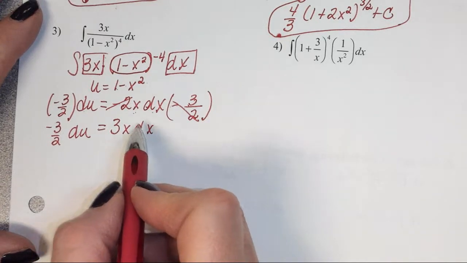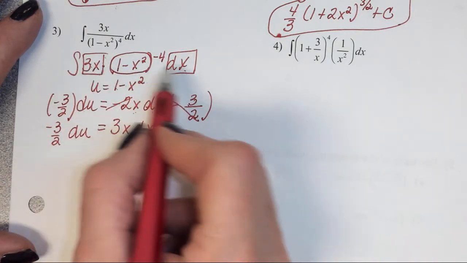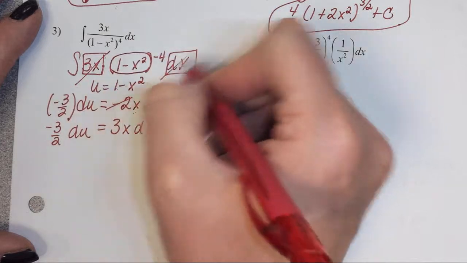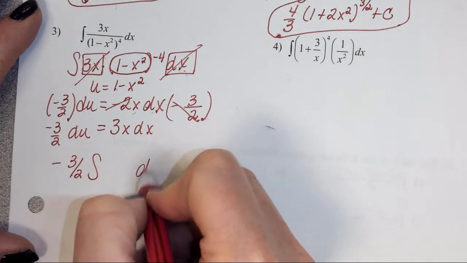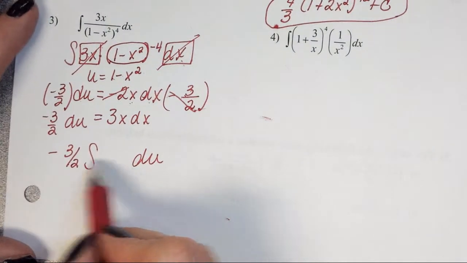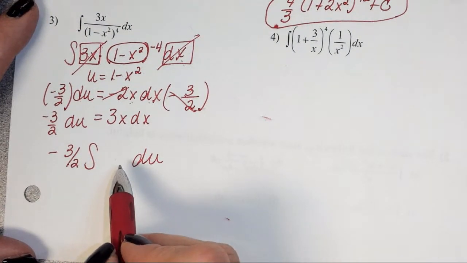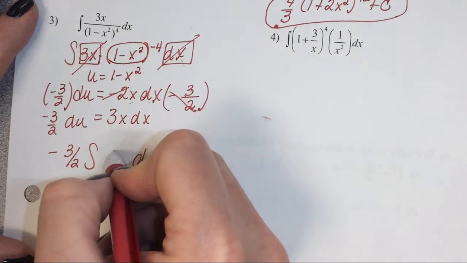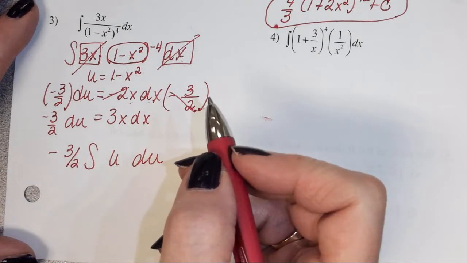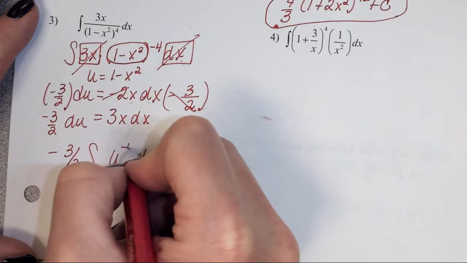So here's the 3x dx in the box. Everything in that box is going to get replaced with a negative 3 halves du. And I always want to leave room in here for whatever u is. So here's my u in the circle. And what's that getting raised to? Negative 4.